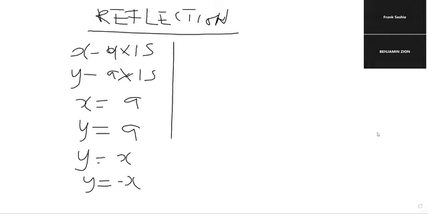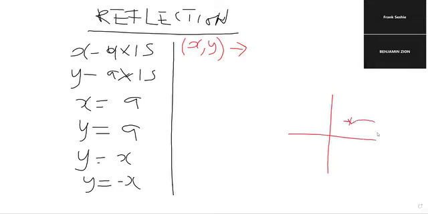I know you've done reflection in the x-axis, and you know that in reflection in the x-axis, if this is your x and y-axis, this is the point. The image comes behind the x-axis. Realize that the y here is positive. If it's coming down, the y is negative. So for reflection, always x is the same, whilst y becomes negative.